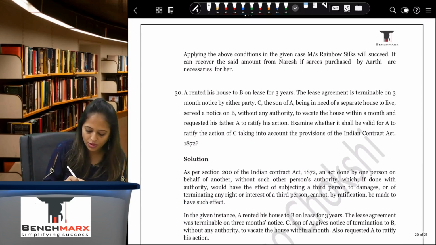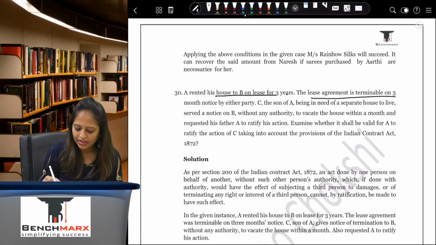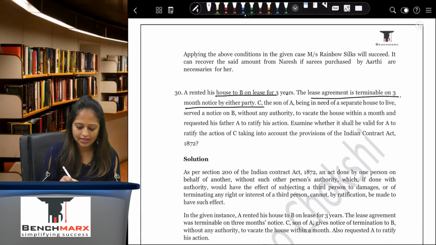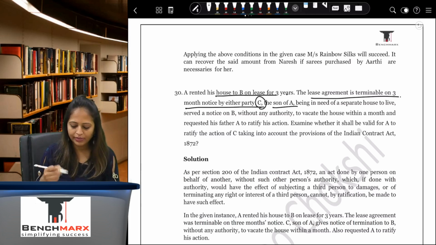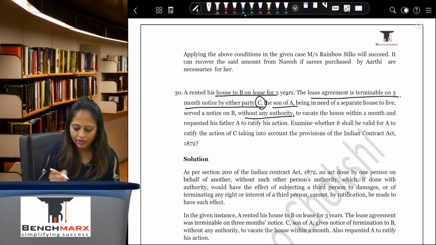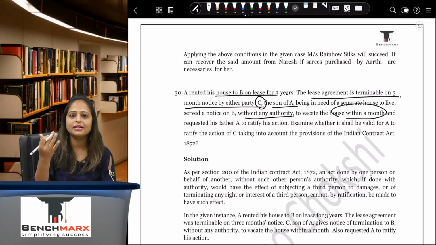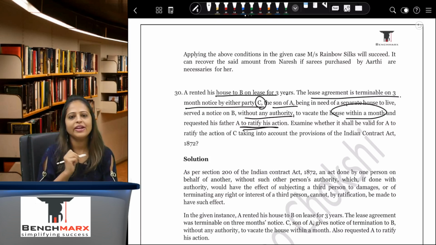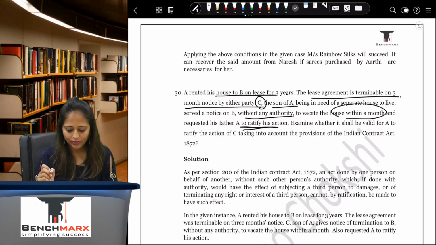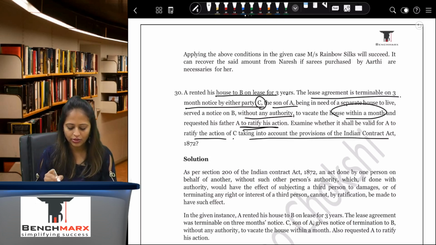A rented his house to B on lease for 3 years. The lease agreement is terminable on 3 months' notice by either party. C, the son of A, being in need of a separate house to live, served a notice on B without any authority to vacate the house within a month and requested his father to ratify his action. Examine whether it shall be valid for A to ratify the action of C, taking into account the provisions of the Indian Contract Act.